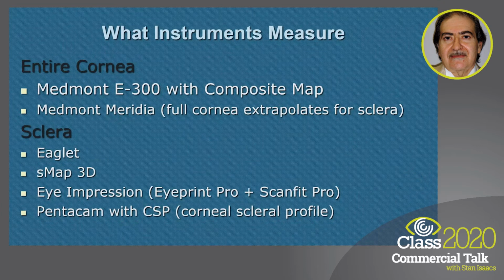So what instruments can we actually use to measure the entire cornea? The Menmon does quite a good job with its composite maps. You can measure edge to edge of the cornea, and it tends to extrapolate to see what the scleral looks like. The new Menmon Meridia does the same thing, and it also extrapolates for the sclera. Extrapolation is fine, but it doesn't always really work, right?